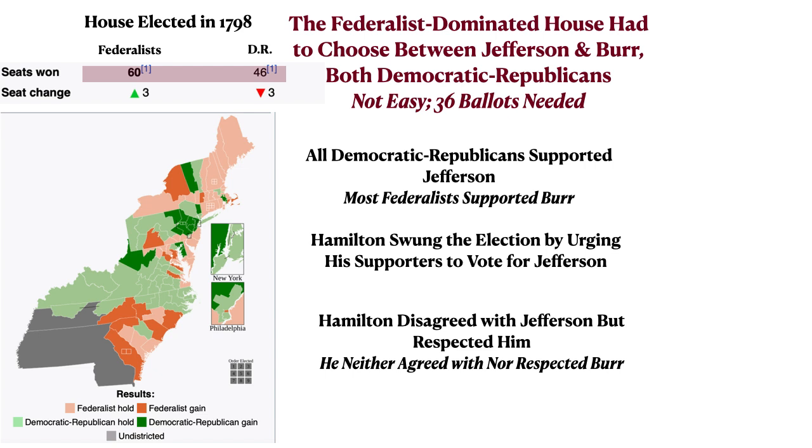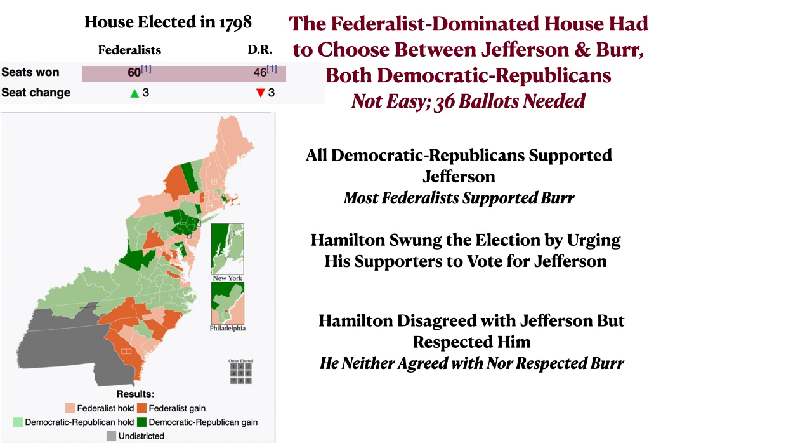But anyway, it wasn't easy. 36 ballots were necessary. All the Democratic Republicans were in favor of Jefferson. He was the founder of the party. Most Federalists, though, supported Burr. Burr is quite a different character, often seen as a conniver, someone who really wanted the presidency, and that wasn't good at the time. And the president was not supposed to be wanting it. They were supposed to be somebody who was called to serve. But anyway, Jefferson is the leader of the Democratic Republicans.